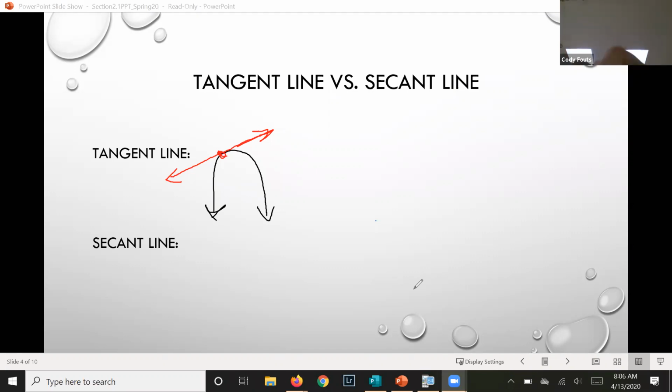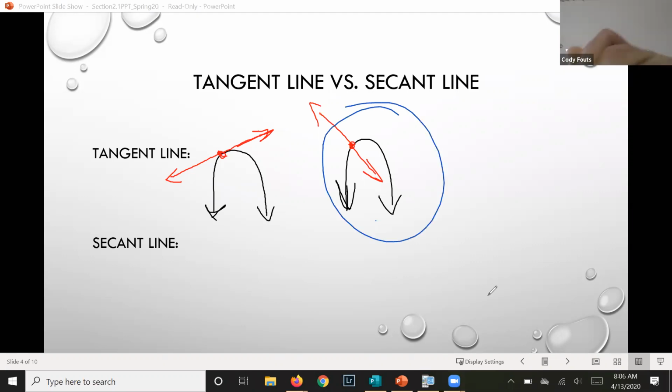So let me show you what that would look like. If we had a line that touched it at one point but just cut right through it, at that same point, it would be something like this. And as you notice, the one that I've drawn here would actually touch the graph at more than one point. But the point is that it's cutting through the graph. So that is an example of something that is not a tangent line.